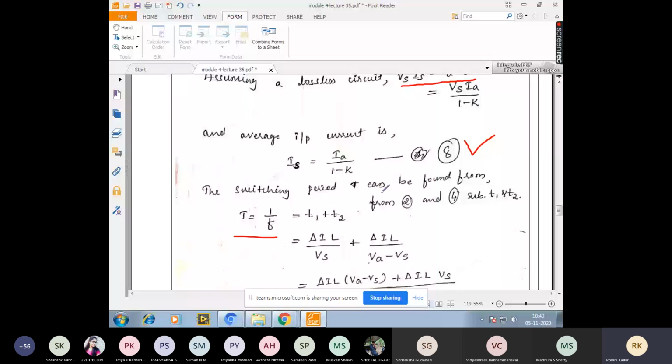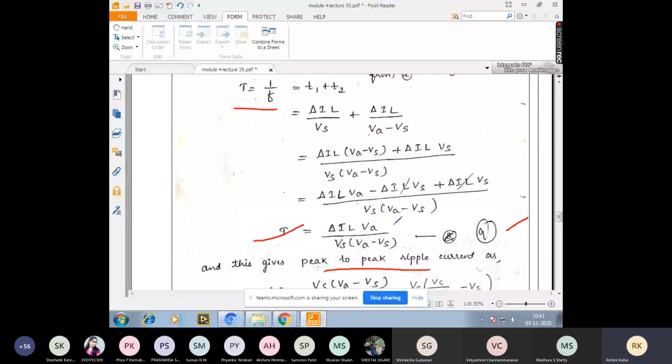On simplification, you will get the value of capital T, or the total time period, is equal to delta I L into Va divided by Vs into (Va minus Vs). And we'll call this equation number 9.